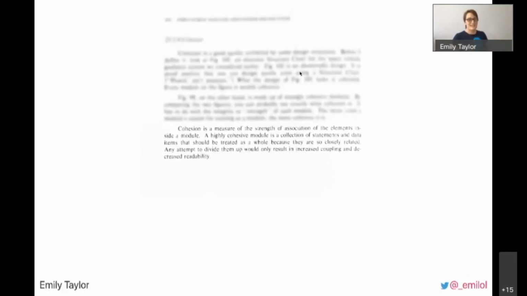What he does say is that cohesion is a measure of strength and association between elements inside a module. A cohesive module is one that should be treated as a whole, because it's closely related. Attempts to divide it increase coupling and decrease cohesion.